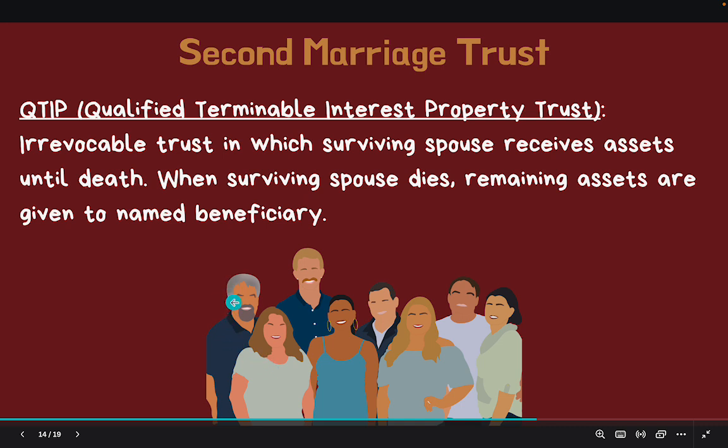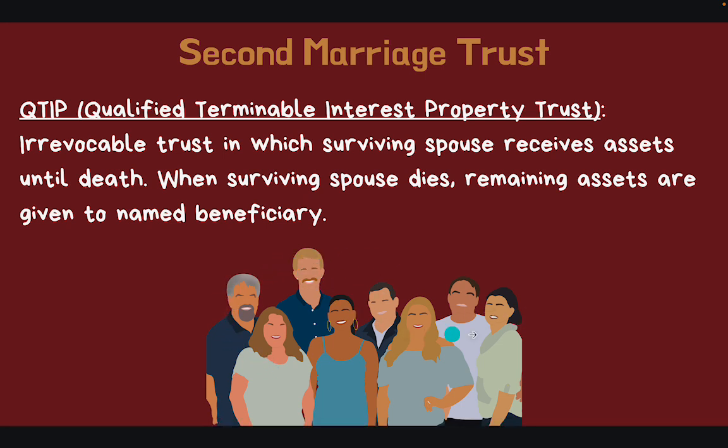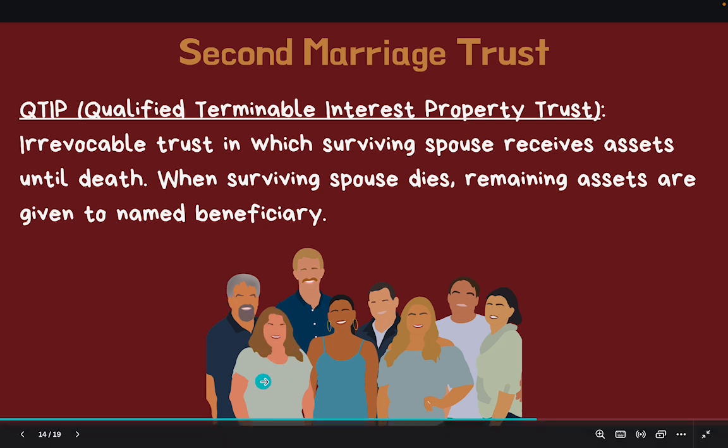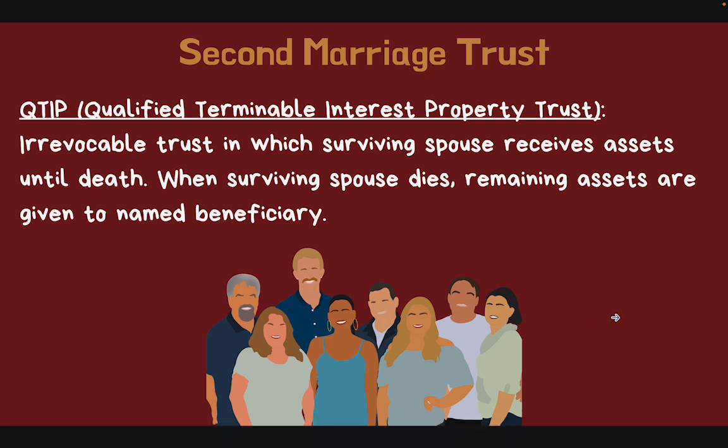So he was married before. He had these children with another person. He gets remarried, and he says, all right, here's the deal. If I die before her, she's going to get all of these assets. But when she dies, whatever's left, give it to my kids from my first marriage. Boom. There we go. That's an example.